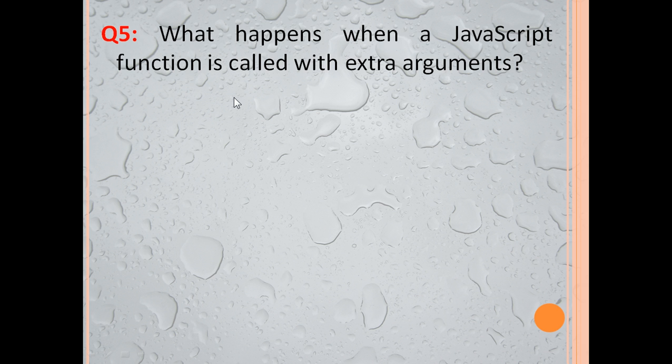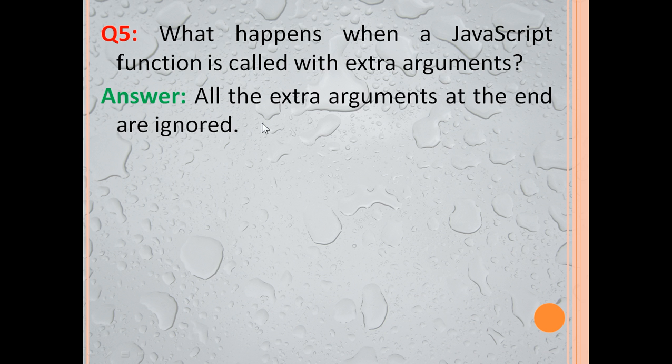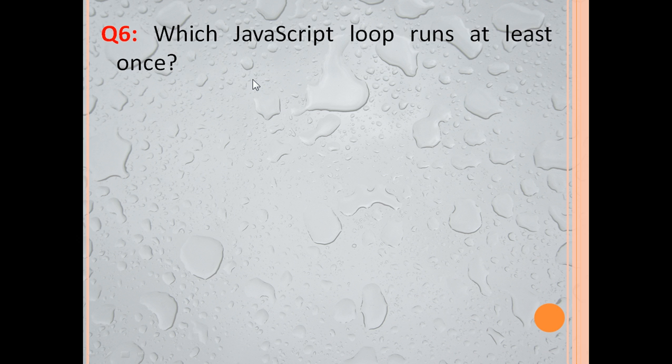What happens when a JavaScript function is called with extra arguments? For example, the function is defined with 2 parameters but is called with 3 arguments. All the extra arguments at the end are ignored and the function executes. Which JavaScript loop runs at least once? It is a do-while loop, because the do-while loop tests the condition for the first time after running the body of the loop.